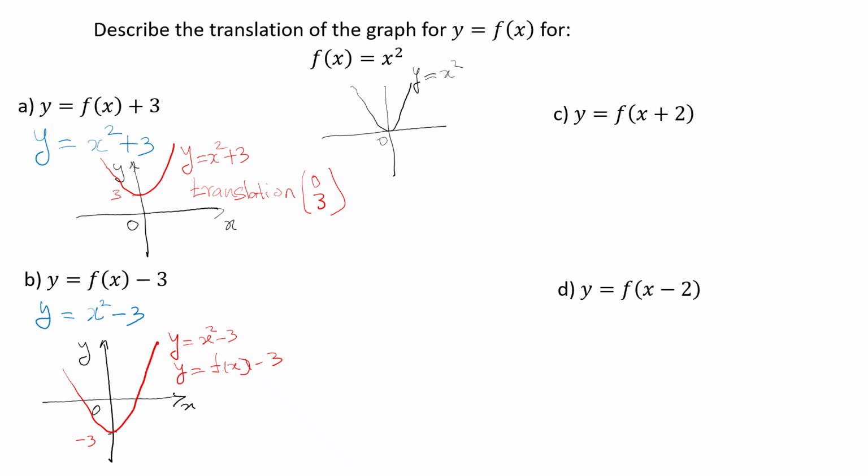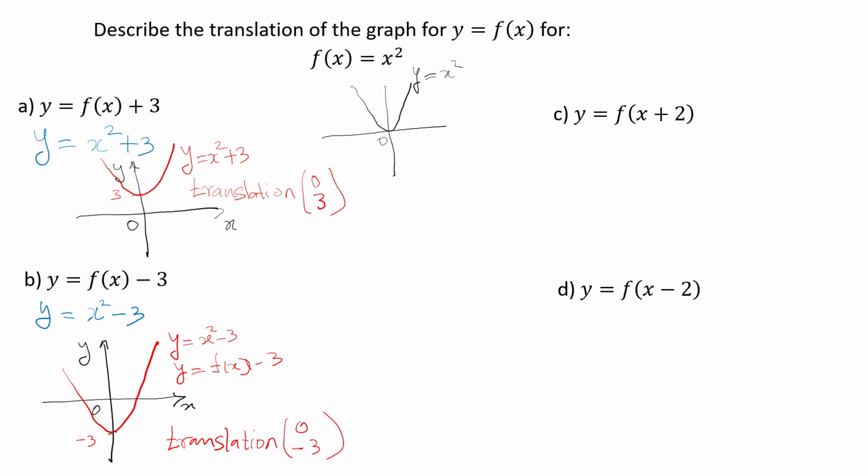So the constant is outside the function. That means the constant is outside the bracket. So this graph is moving vertically, up or down. That means the translation: in the x direction the graph is not moving, so 0. In the y direction the graph moves downwards by 3, so negative 3.